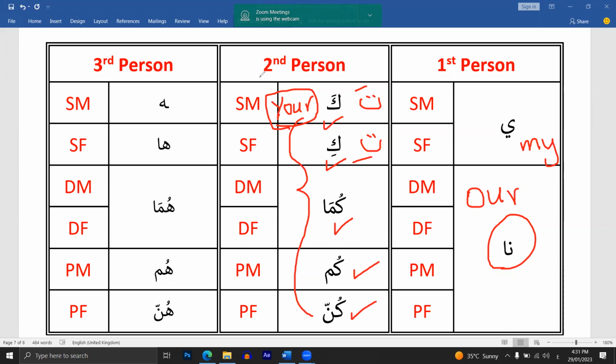And lastly, third person. Hu means his or its. His for humans, its for anything else apart from humans. Ha means hers, her, or its again. Huma, their.